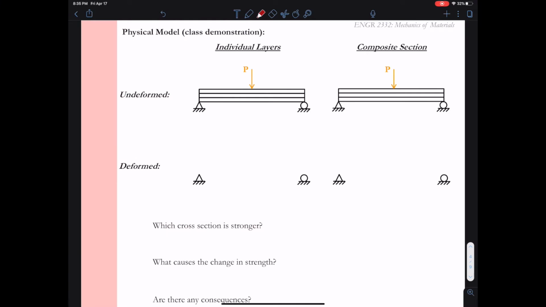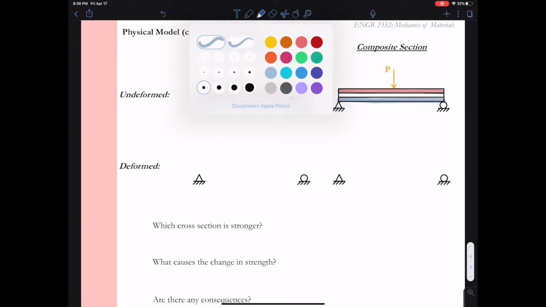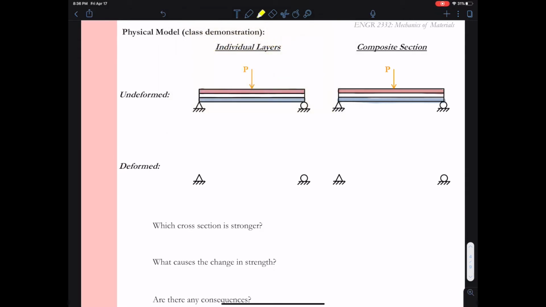All right, so let's put this model into our notes. I'm going to color the layers just like they were in the model. The top layer is red. The middle layer was yellow and the bottom layer was blue. Excellent colors for Superman, if you ask me.